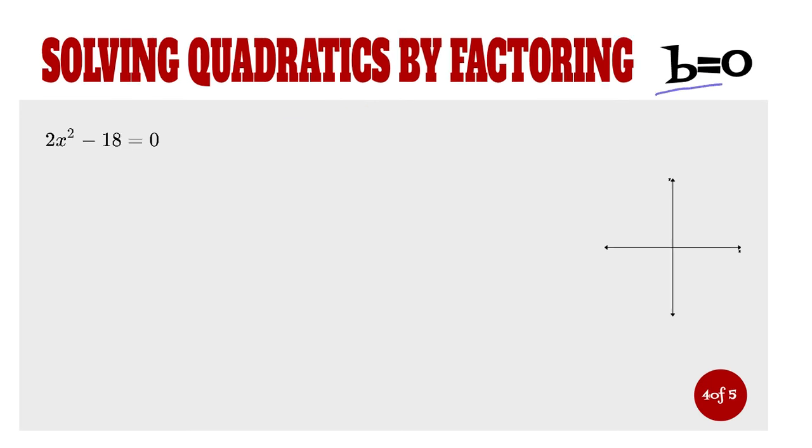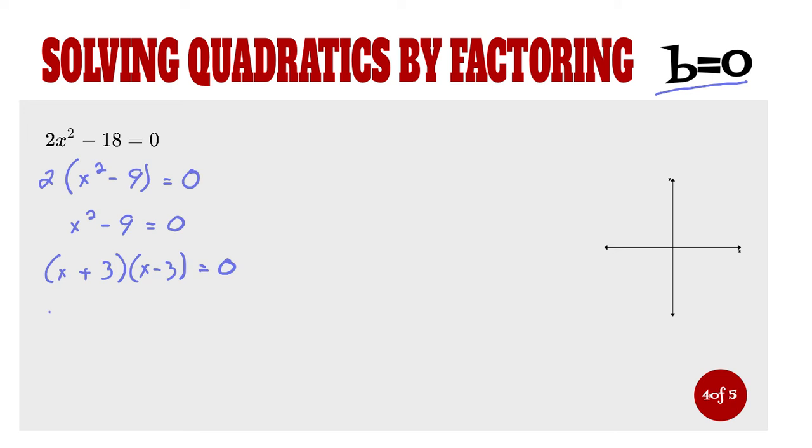In my next example, there's no middle term, b equals 0. The first rule of factoring is to take out the greatest common factor. In this case, it's 2. And you're left with the difference of squares inside your bracket. The 2 will disappear if you divide both sides by 2. Difference of squares: square root the first term, square root the second, add, subtract.